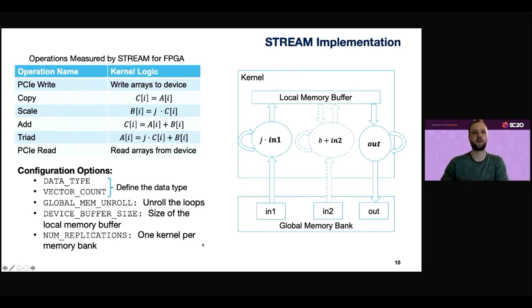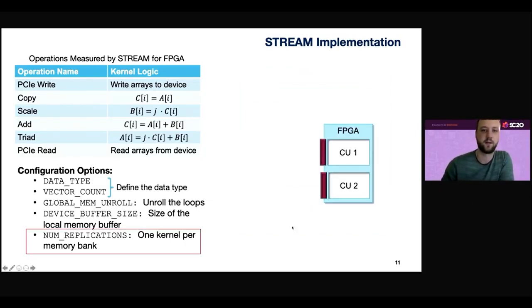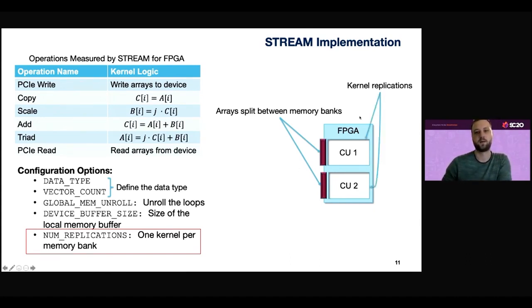And the last configuration option is actually the number of kernel replications. As already said, here we will just use a single memory bank. If we have an FPGA with multiple memory banks, then if we remember back the FPGA figure from before, we will just split the arrays between the available memory banks and replicate the kernel for every memory bank.